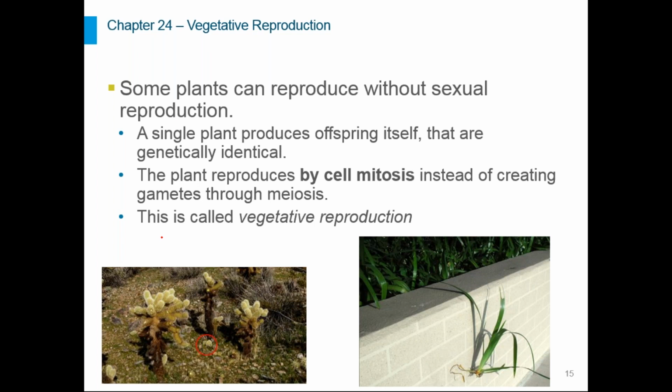It does this by basically just growing bigger and kind of breaking part of itself off. So the plant is reproducing by cell mitosis, just growing more cells of its own self, instead of creating gametes through meiosis. So it's not creating those sex cells, it's just using mitosis, making more plant, and then that bit of plant breaks off. This whole process is called vegetative propagation, and there's a couple different ways it could happen.